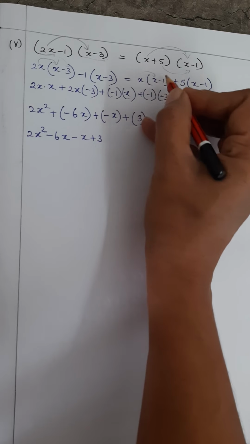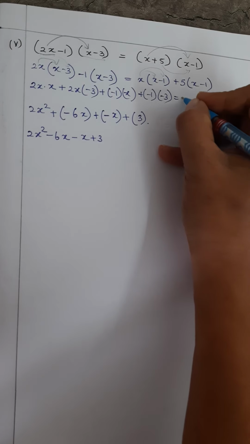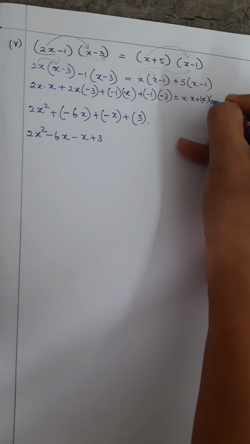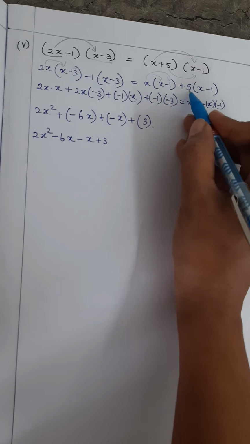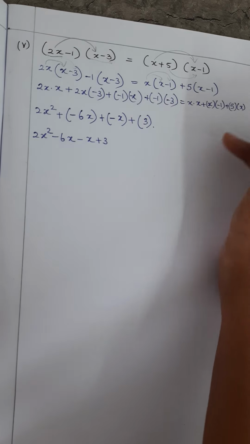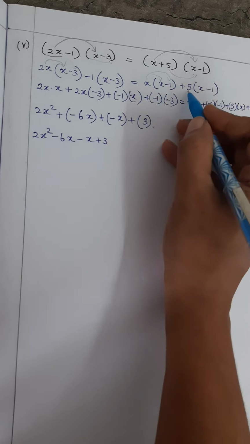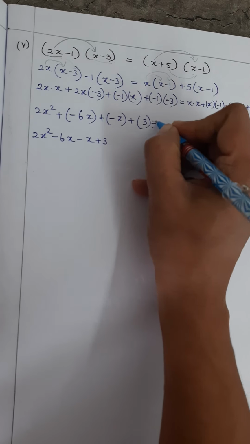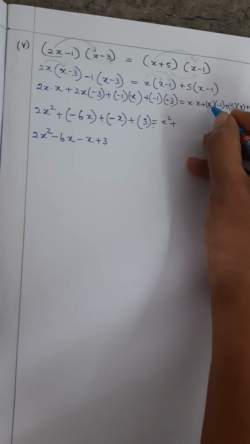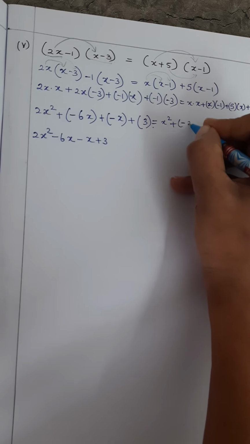So it will be x into x and then plus x into minus 1. And here it will be plus 5 into x and then plus 5 into minus 1. So this is equal to, what is x into x? x². And then plus, what is x into minus 1? See, first we'll multiply the sign. So plus into minus becomes minus x.